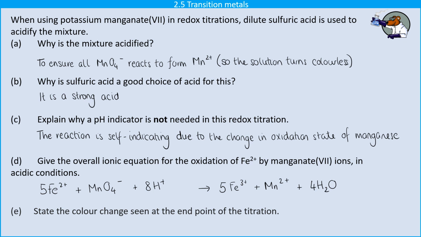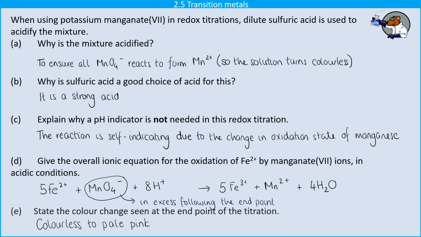Now with the colour change at the end of the titration, people often get a little bit confused here. So the change that you're going to see is that the solution will go from being colourless or potentially very pale green because of the iron 2+, to being pale pink. Now that often confuses people because if they look back at our ionic equation, you can see that the pale pink manganate ion is on the left hand side.